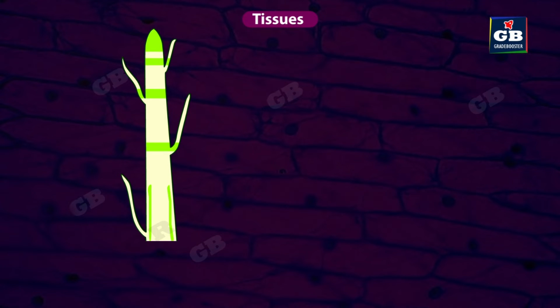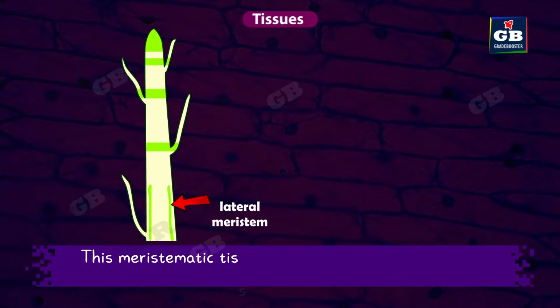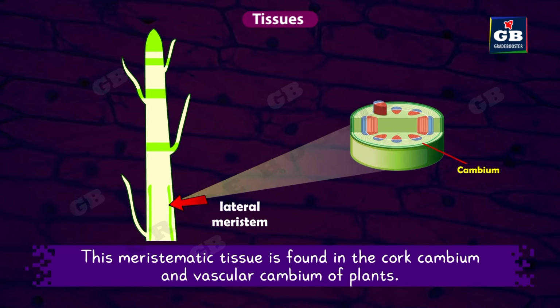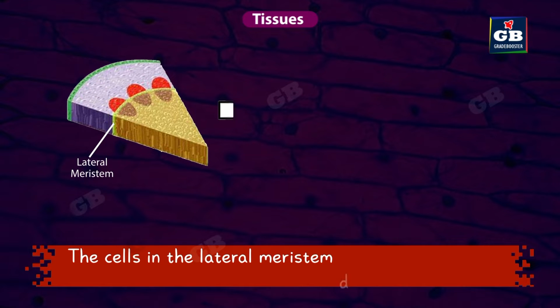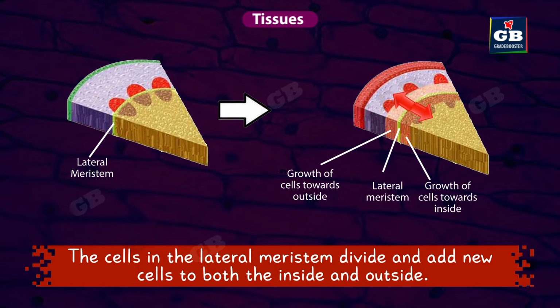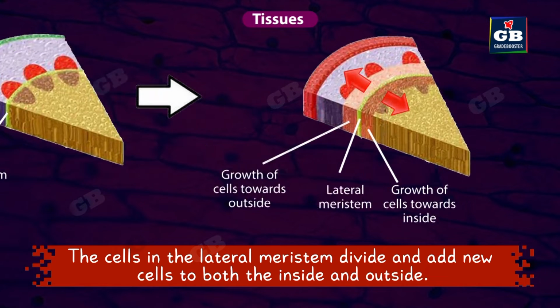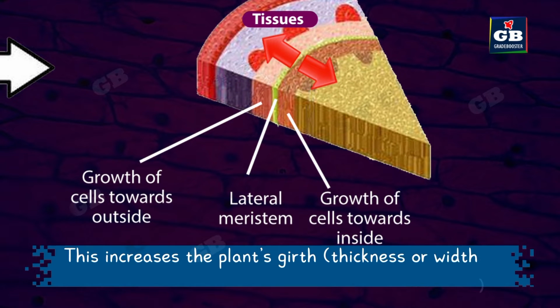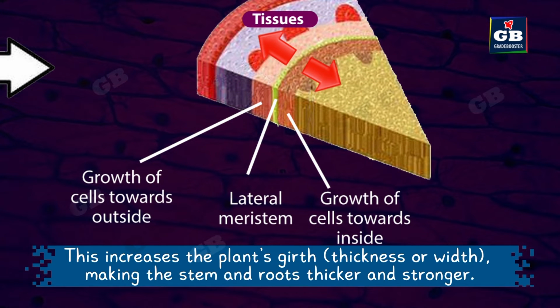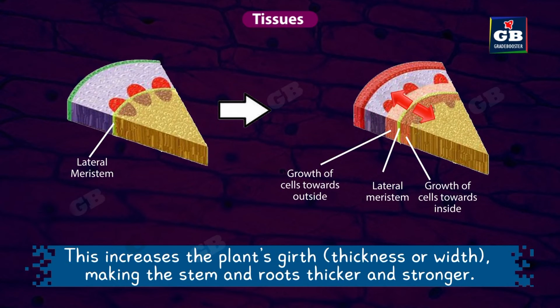Second one, lateral meristem. This meristematic tissue is found in the cork cambium and vascular cambium of plants. The cells in the lateral meristem divide and add new cells inside and outside. This increases the plant's girth, meaning thickness or width, making the stem and roots thicker and stronger.